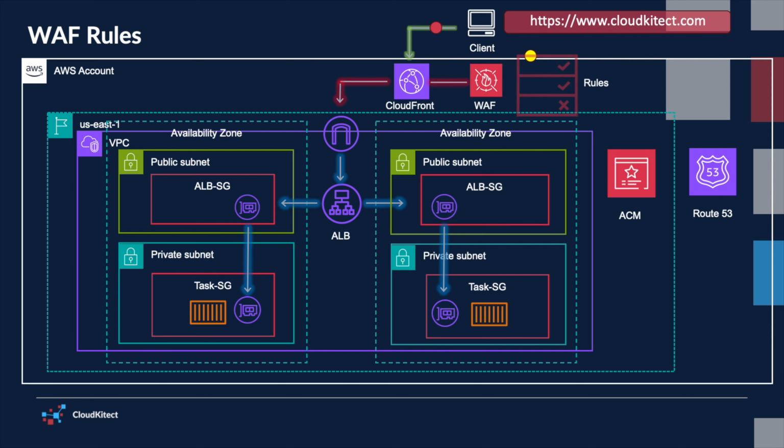These rules can be based on various criteria such as IP addresses, HTTP headers, HTTP body, URI strings, SQL injection, and cross-site scripting. AWS WAF offers three primary actions: allow, block, and count, to control how it responds to web requests based on the rules you define.